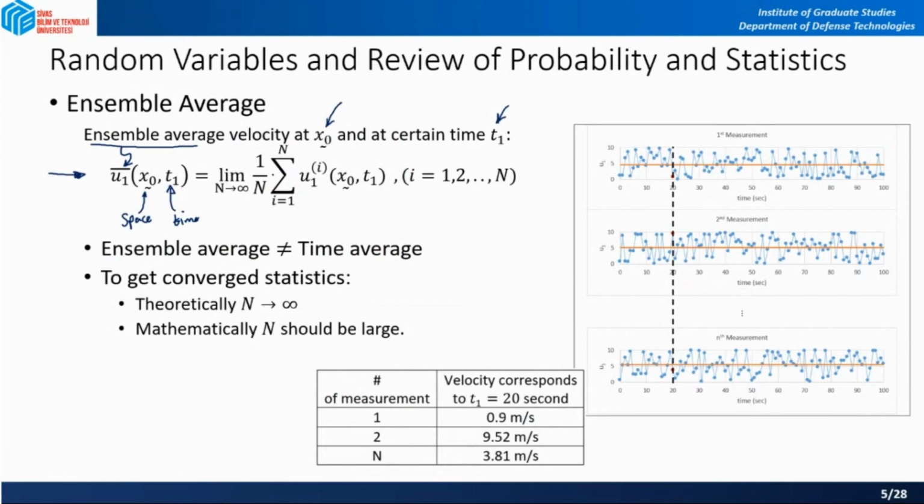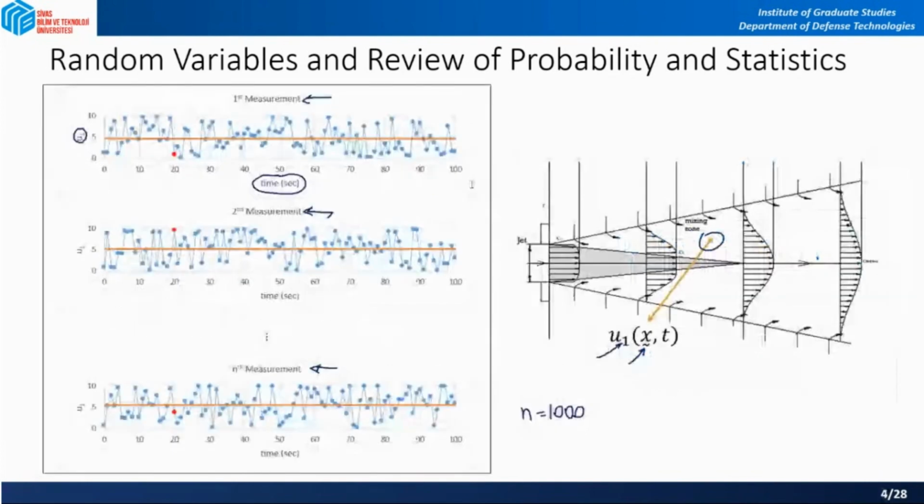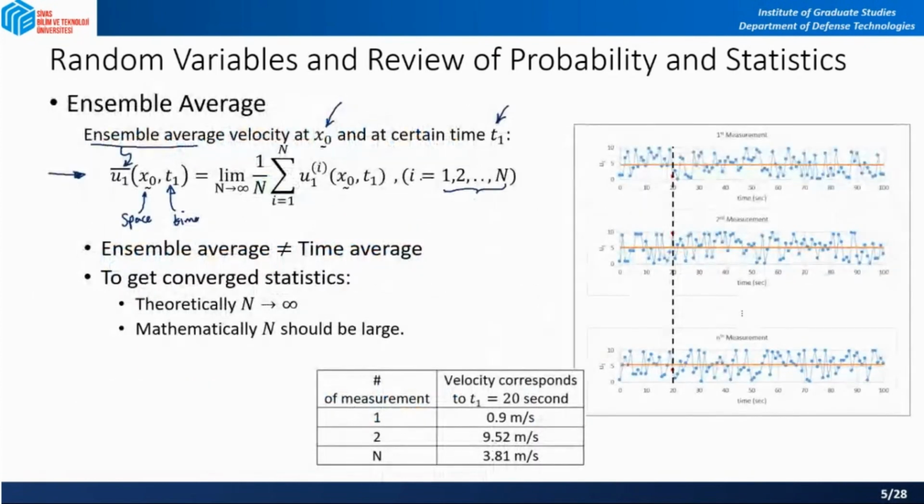So what are these averages? These averages are the values of velocity at the same point, at the same time, but at different, let's say, measurements. So these are the measurements that you did from 1 to n. And we said that in here, for example, we did it 1000 times. So in here, i goes from 1 to 1000. So this is the fundamental definition of ensemble averaging.